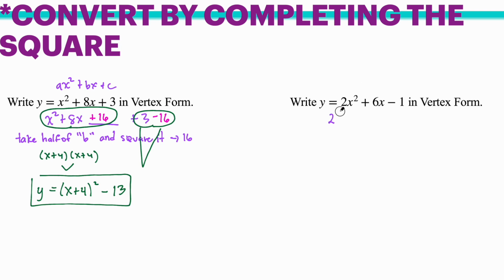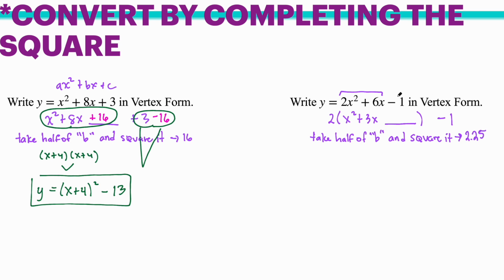You first have to pull a 2 out. But again, we're only pulling it out of the first 2 parts. And how did I get 3? Because 2 times 3 gave me 6. And now I got to do what it says. I have to take half of b and square it. Well, half of 3 is 1.5, and 1.5 squared is 2.25.